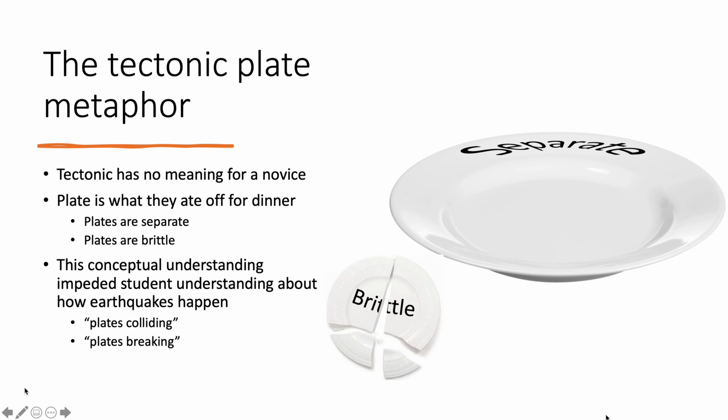To them, plates are separate and brittle and can be pushed together, can rub past each other, can crash into each other and break. This was how they often described how earthquakes happened, plates colliding or rubbing against each other and breaking. There was no consideration of the elastic nature of rocks and that earthquakes were actually the release of elastic potential energy. In fact, the notion of rocks being elastic at all is not even within their experiential toolbox.